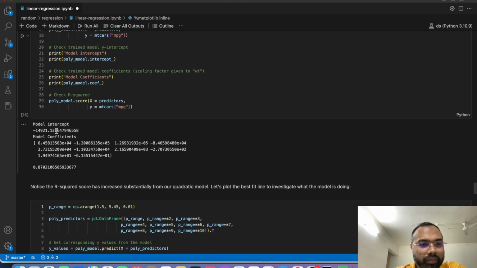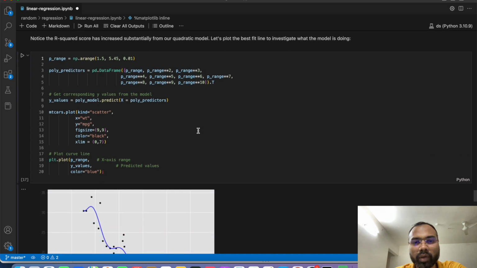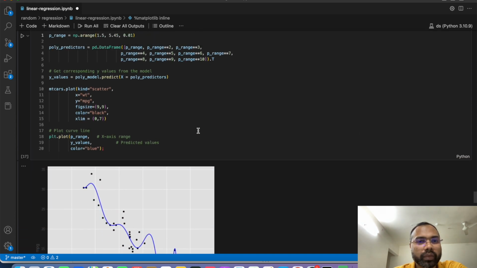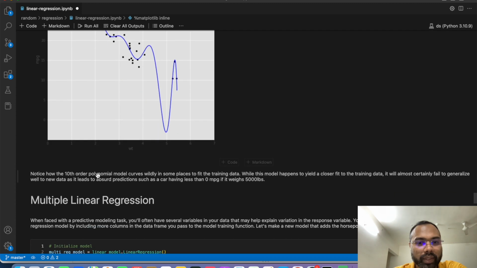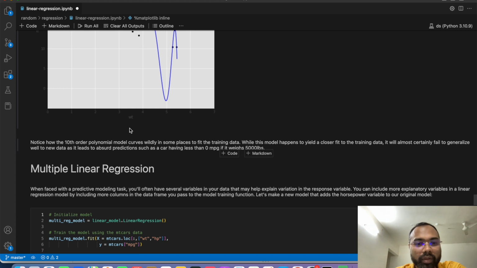So this is the intercept, and these are the coefficients for all of these. The accuracy seems to be very high. Notice the R squared has increased substantially from our quadratic model. Let's plot the best fit line. Here, the best fit line looks something like this. Notice that the 10th order polynomial model curves wildly in some places to fit the training data, right? It is trying to cover each of these points, which may not be necessary. It is because of the polynomial order, up to 10th, that we have taken. It is trying to cover all of these.